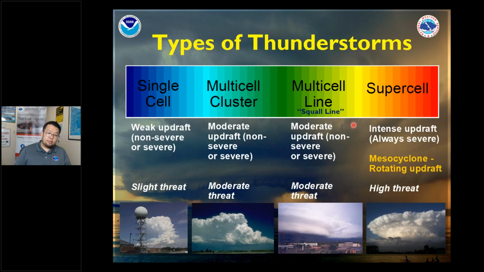And the last one, the top tier one, is what we call a supercell. These things are a very high threat. There's a very intense updraft. These things tend to rotate themselves as the wind is going up because it's so violent. And these are our blockbuster tornado producing thunderstorms. This is a supercell thunderstorm.